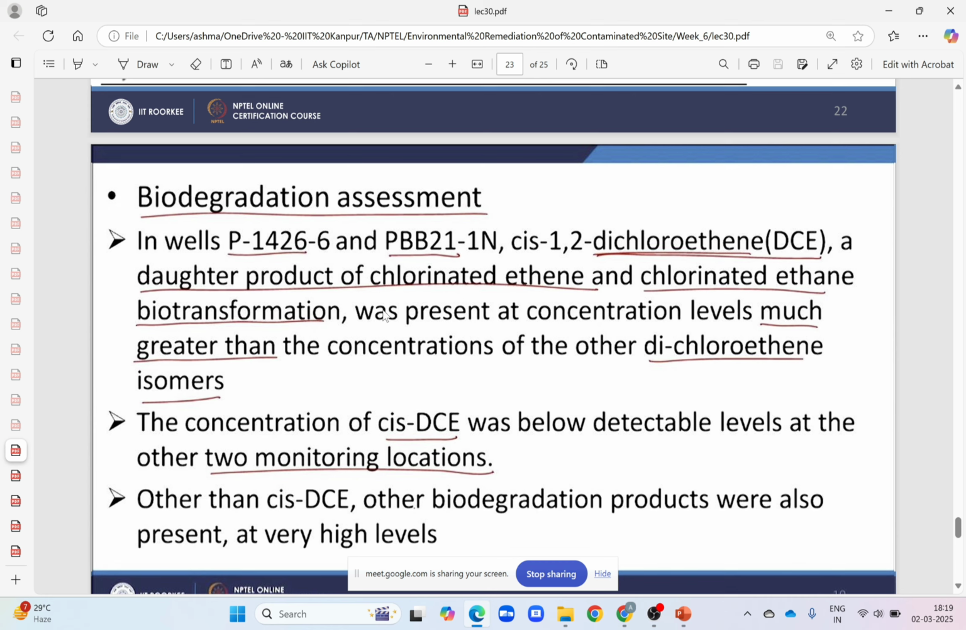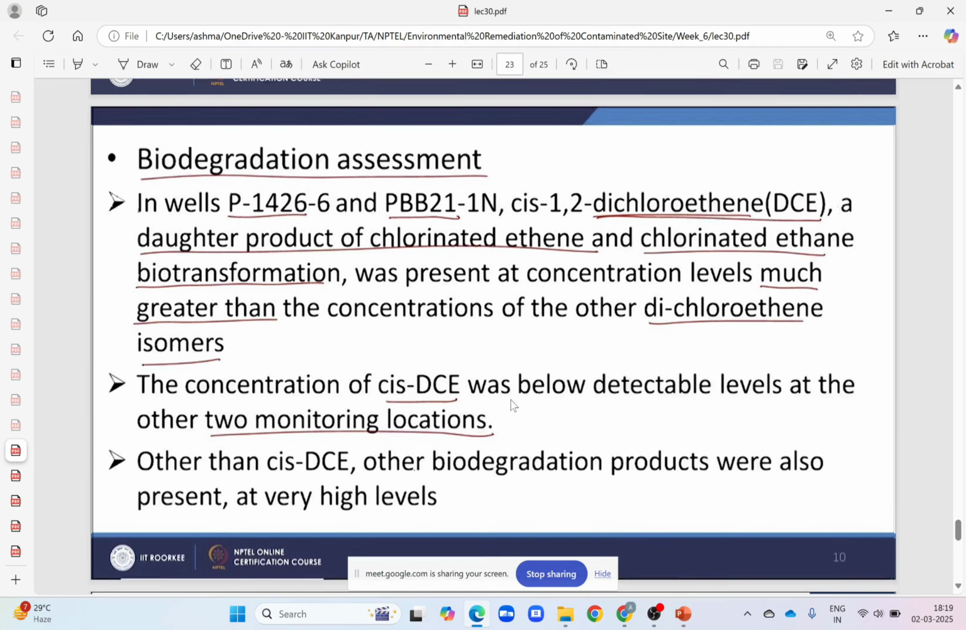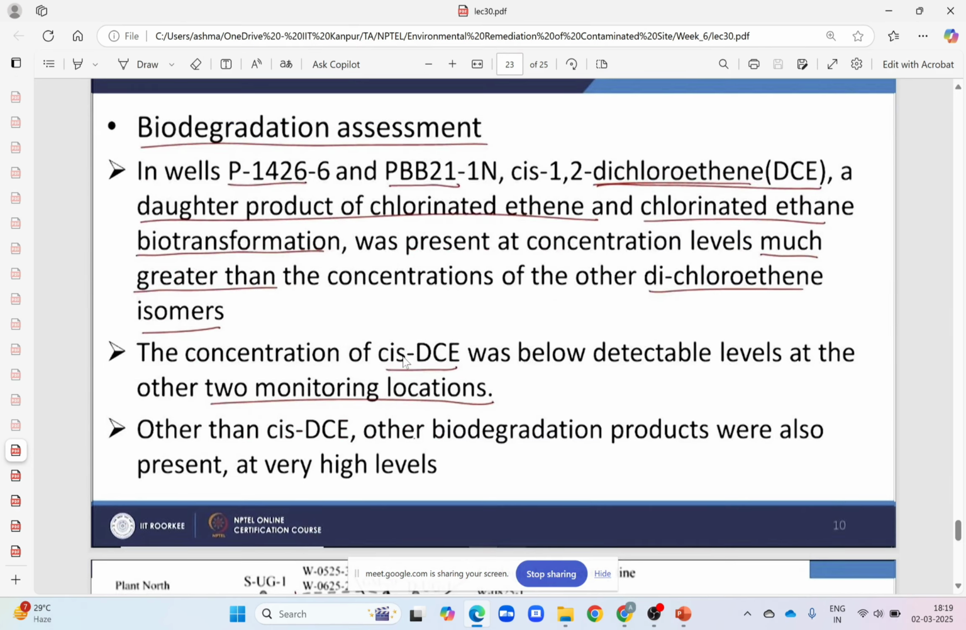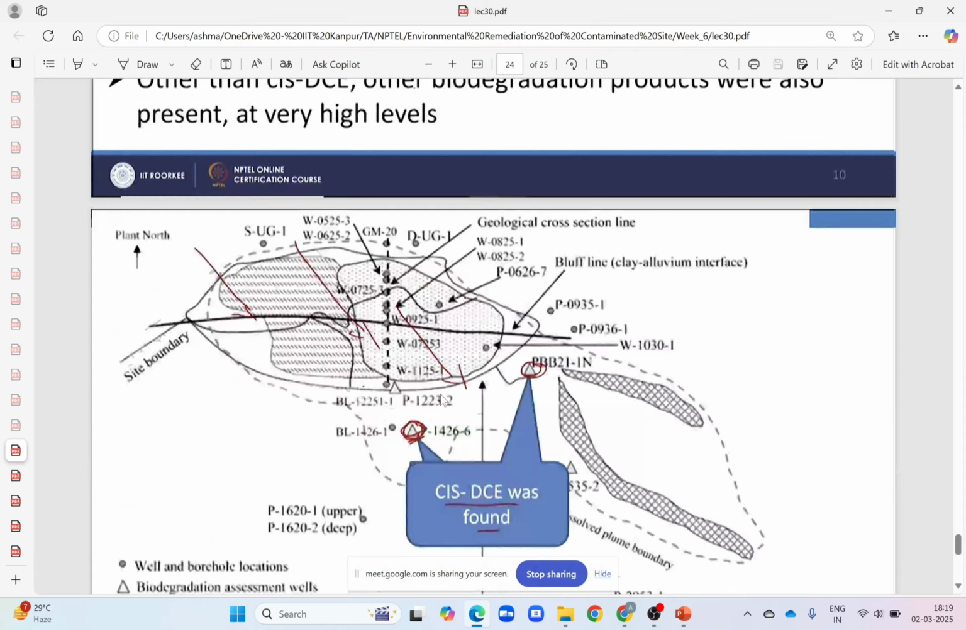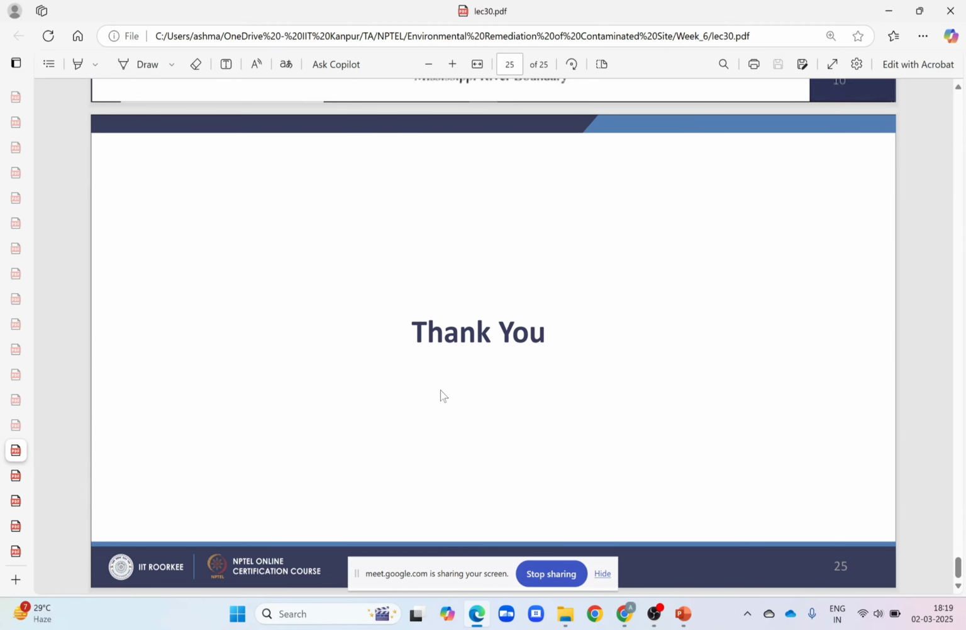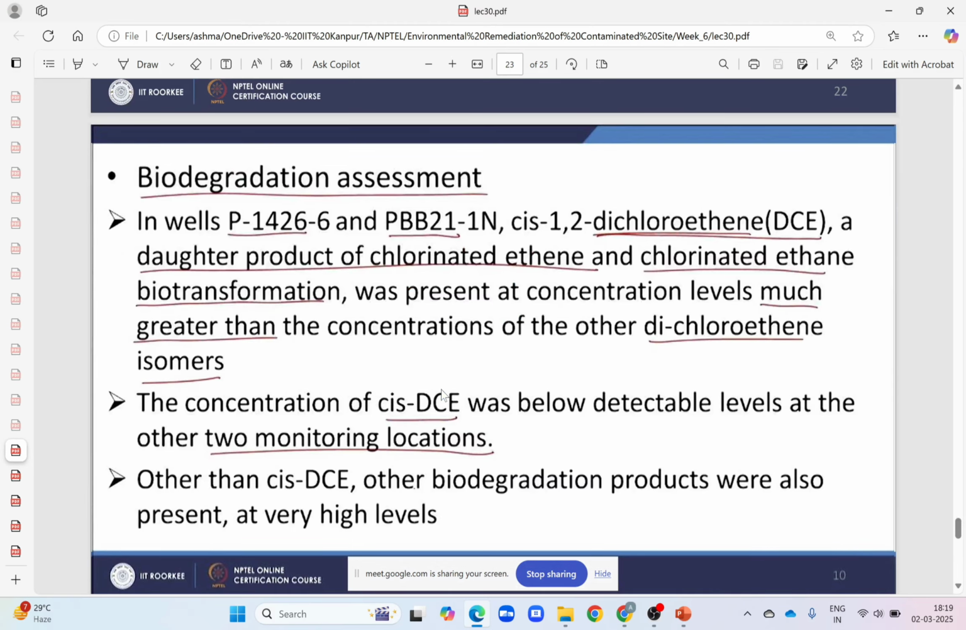So in the aquifer there was already degradation of the contaminants taking place, and the concentration of cis-DCE was below detectable level at the other two monitoring locations. So this was the case. This site was remediated using natural attenuation. We will see how the remediation was done in the next week's lecture material.